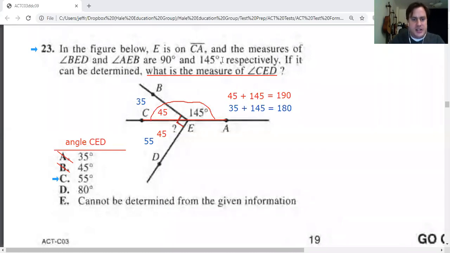So boom, I know the answer has to be C. Done. Well done, guys.